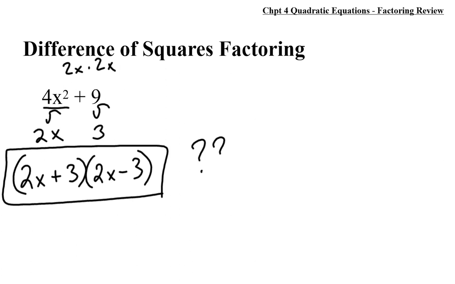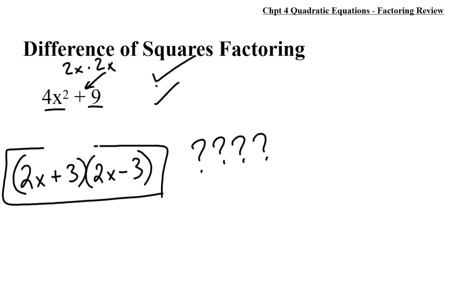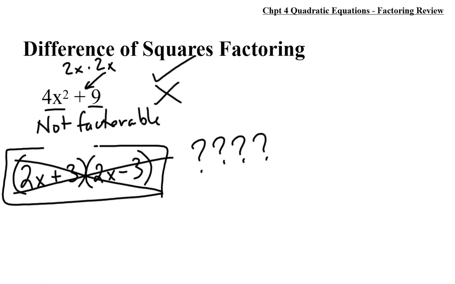Or is it? Now I wonder, how many of you had 2x plus 3 times 2x minus 3 as your final answer? Because you're wrong. If we take a look at the original question, 4x squared plus 9, two terms, check. Being subtracted, no. This is not factorable anymore. Don't get caught. Totally wrong, because we don't have a difference of squares.